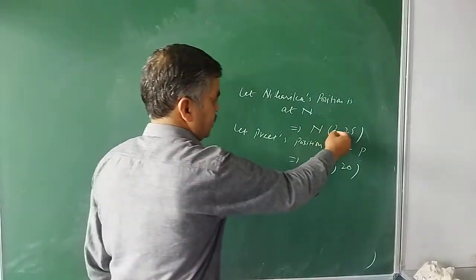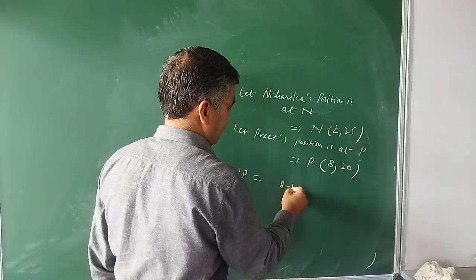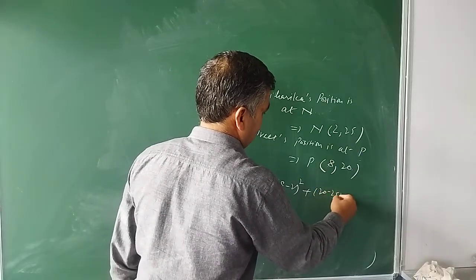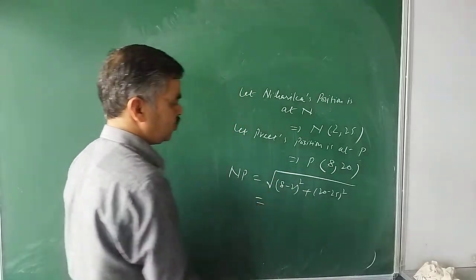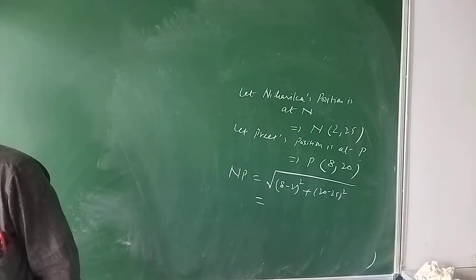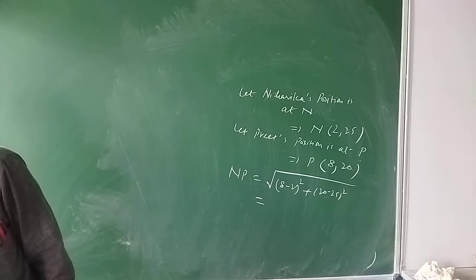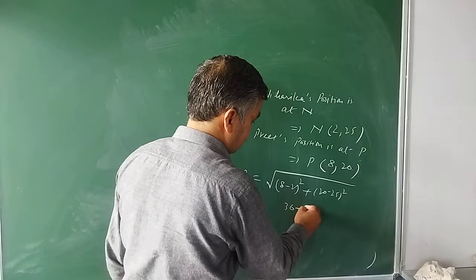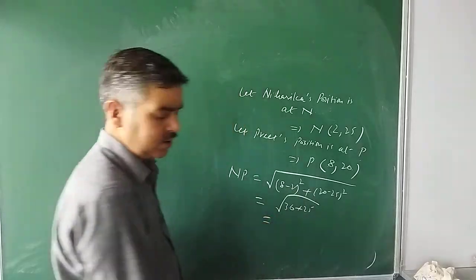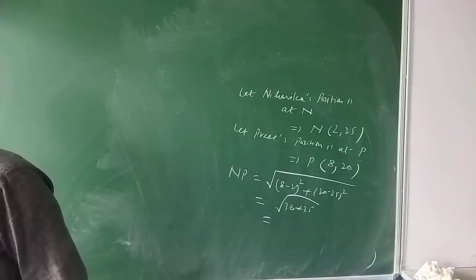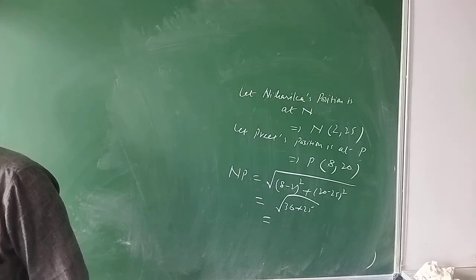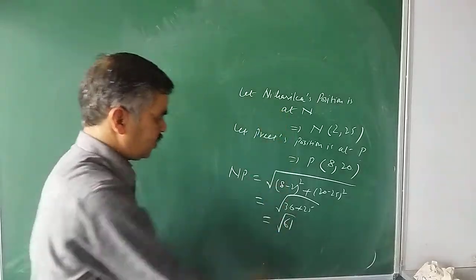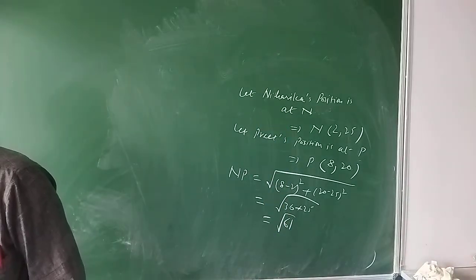Using x1, y1, x2, y2, that will be the square root of (8 minus 2) whole square plus (20 minus 25) whole square. So it becomes 6 square, that is 36, plus 25, under the root. Then you can go for this calculation. It becomes root 61. So this is the distance between the two flags.